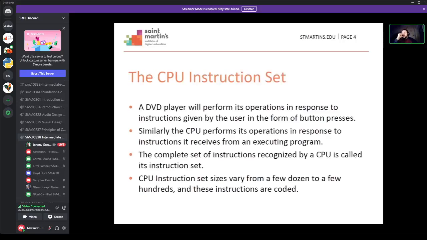So essentially, we need to first and foremost understand the complete set of instructions that are going to be recognized by the CPU. That set is known as the instruction set. As we said, instruction sets can vary from a few dozen to a few hundreds or a few thousands, depending on whether you fit on the RISC side or the CISC side.